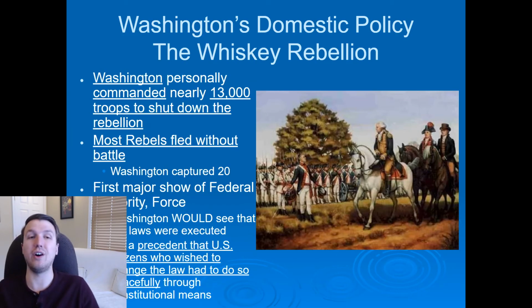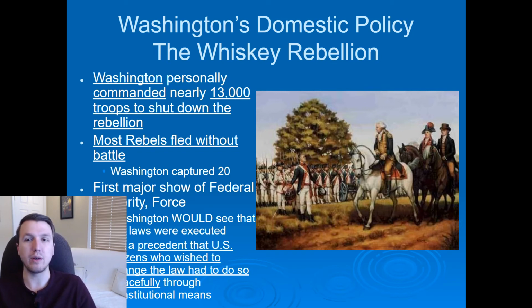So what Washington does, and this is awesome, Washington himself commanded 13,000 troops to shut down the rebellion. He's the only acting president to lead an army, which is pretty cool. Most of these rebels fled without battle. He captured 20 of them. The rebellion wasn't that big, and to bring 13,000 troops shows A, the strength of America, B, the idea that they're not going to allow these little rebellions to pop off every once in a while, and C, it sets a precedent that if they want to change laws, they have to do it peacefully. They can't just start attacking people on the streets. And it showed that there is a dominating force in America now.